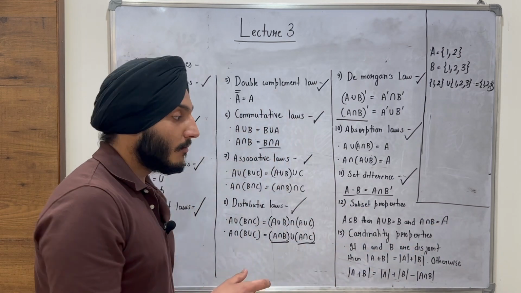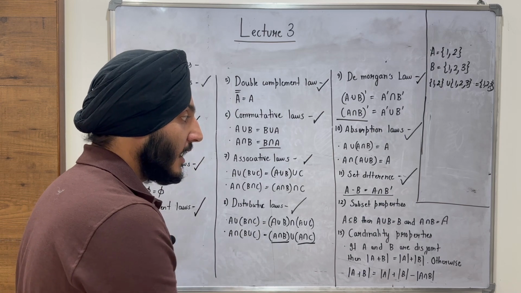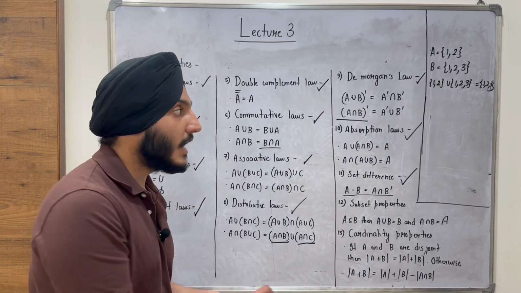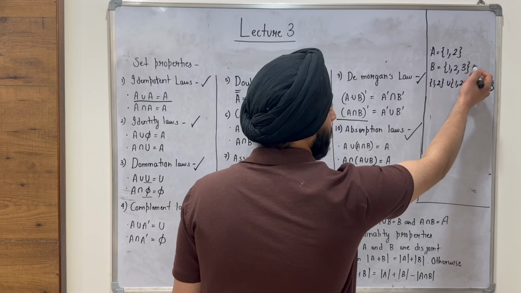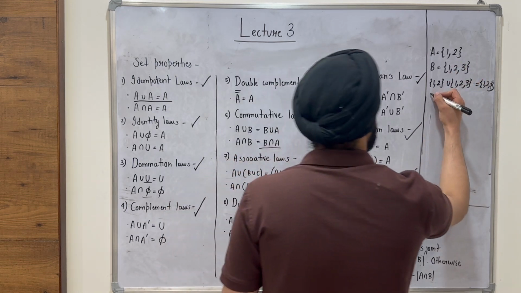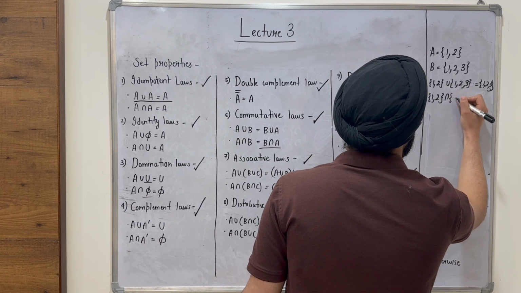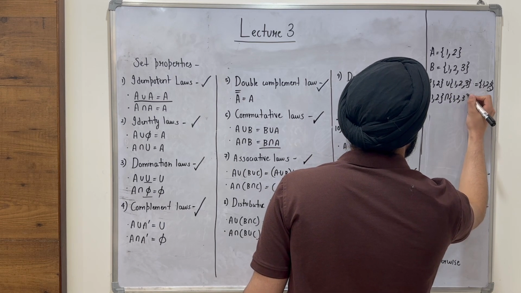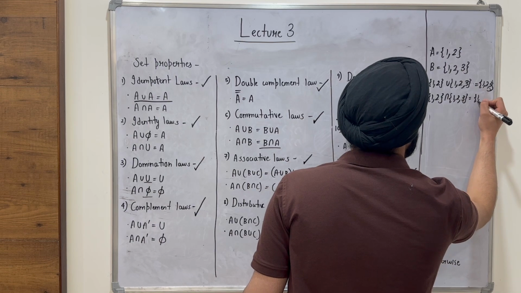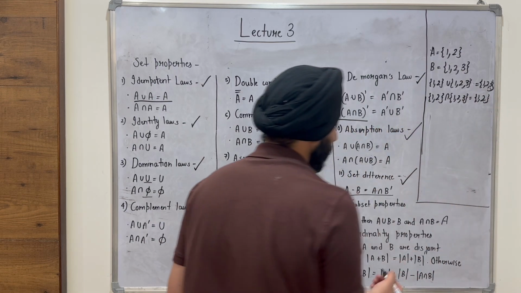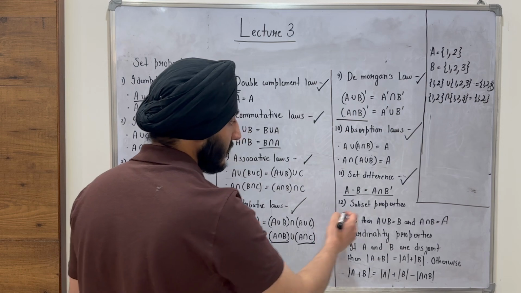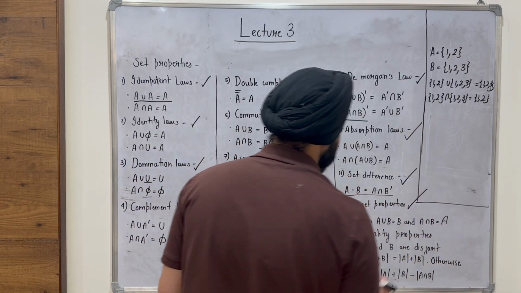Why? Because think about it, all the elements of A are in B, but it's possible that all the elements of B are probably not in A. So if I take the intersection, it would be all the elements of A over here, right? So I hope you understand the subset properties over here.